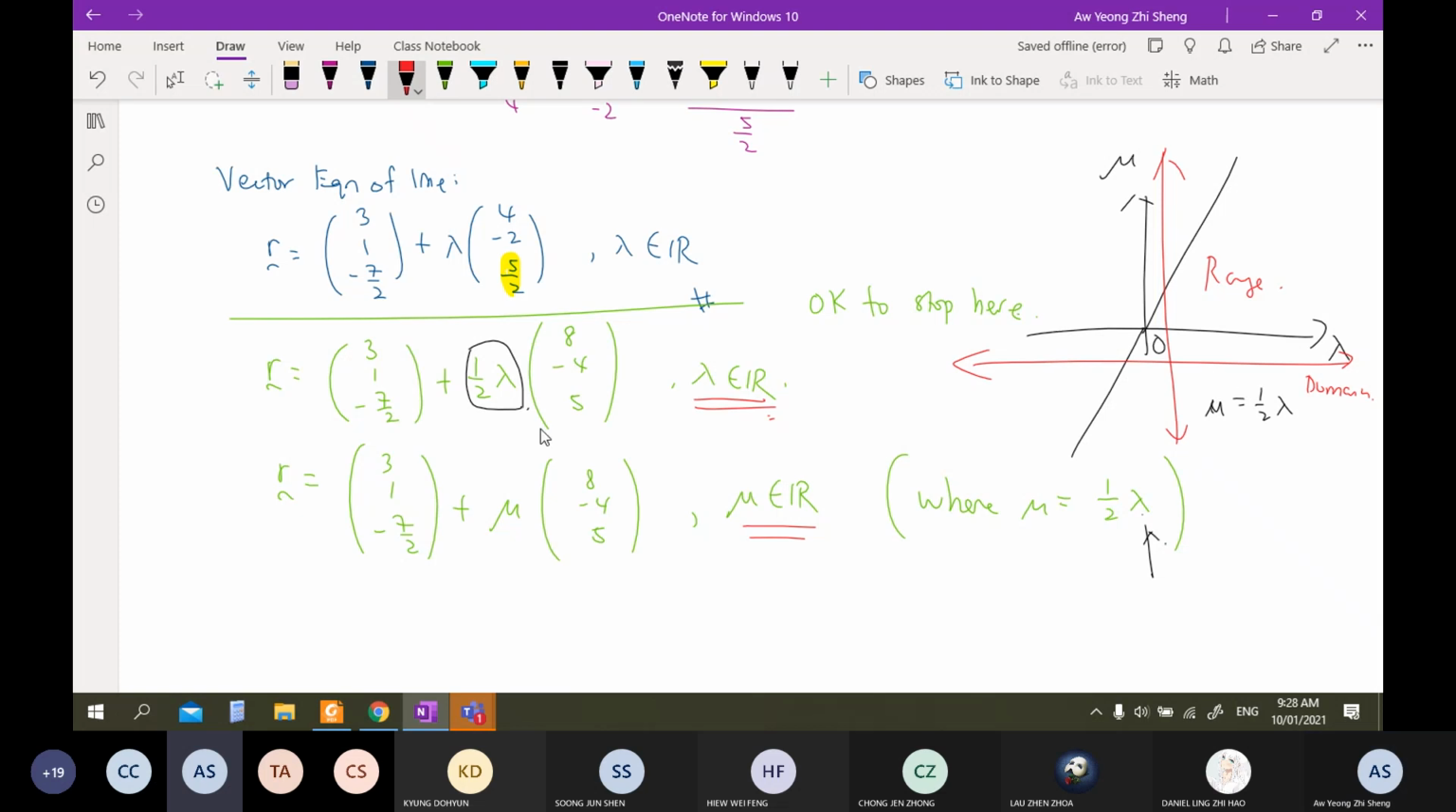So that's the idea behind it. When lambda is allowed to take all real values, half lambda would also cover all real values, which you can visualize from the graph. That means it is also possible for mu to take all real values, and that allows us to do the renaming of parameter. The diagram is not required. What's important when doing the renaming is that you introduce mu and tell the reader you are using mu to replace half lambda. Then at the end, this now becomes the final answer.